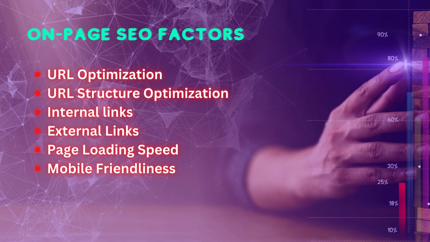And the last one is mobile friendliness. With the increase in mobile internet users, around 60% of searches in Google are generated through mobile devices. So websites which are not mobile friendly may be losing half of the potential traffic. So this is all about what is on-page SEO.